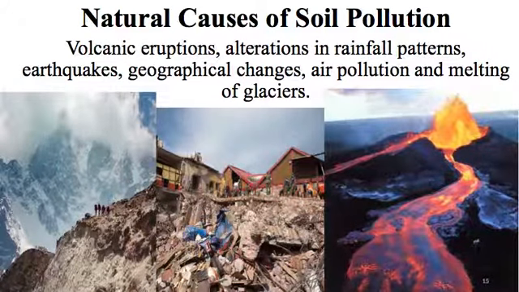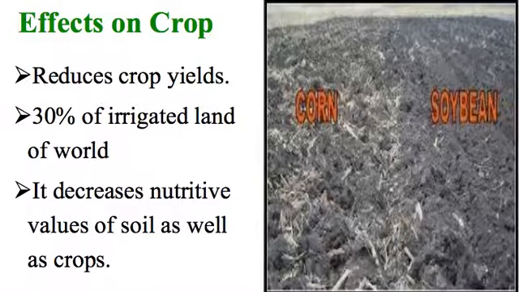Besides these, there are various effects of soil pollution which are caused by natural processes, including volcanic eruptions, alteration in rainfall patterns, earthquakes, geographical changes, air pollution, and melting of glaciers. These are all natural causes of soil pollution.